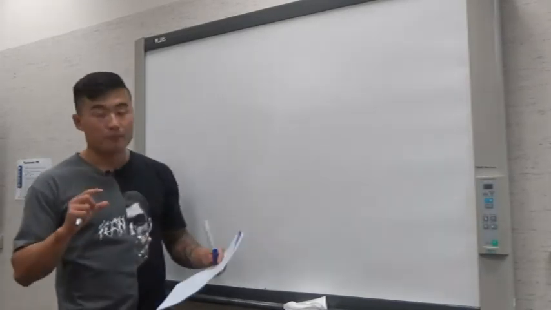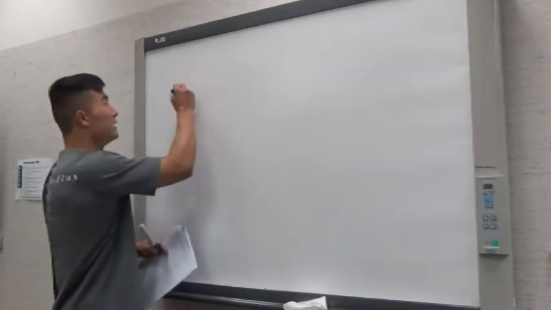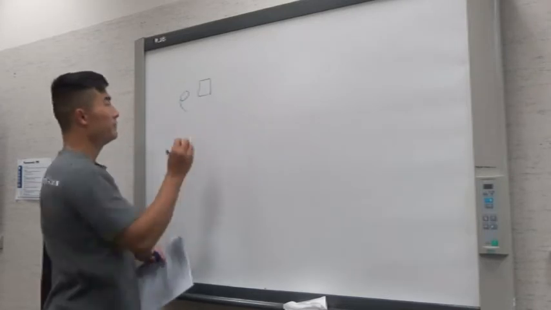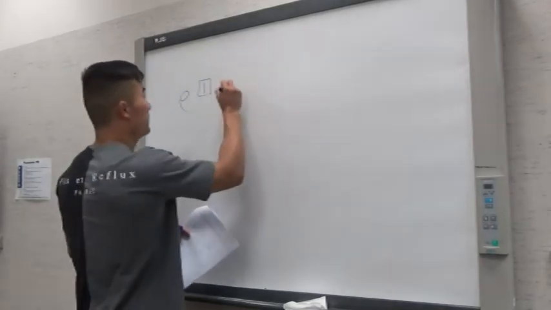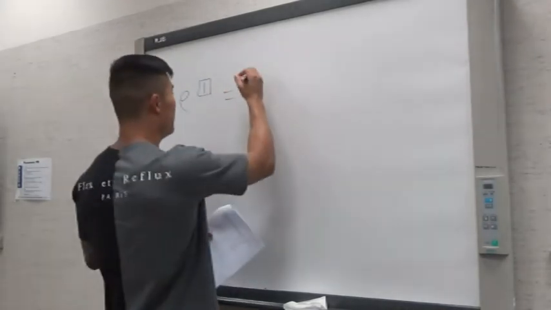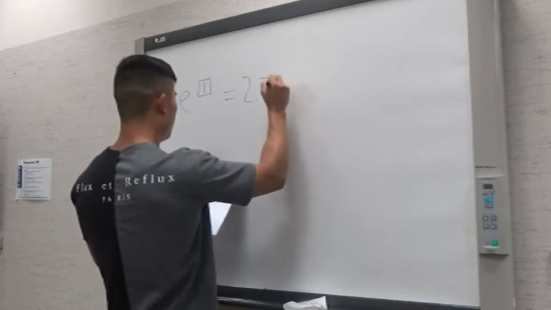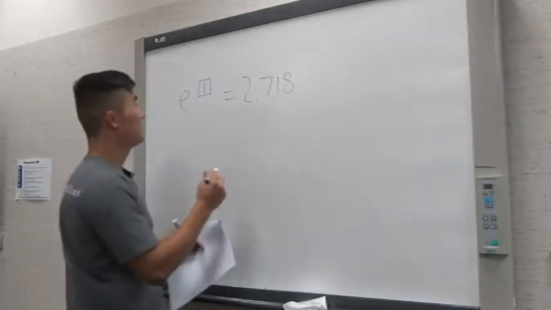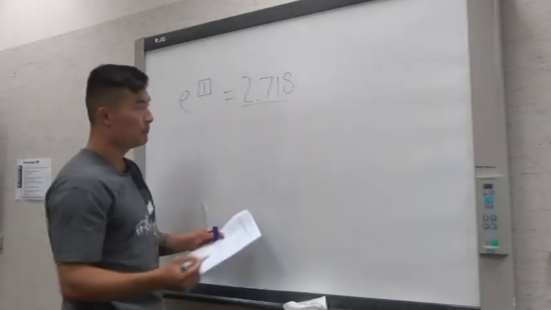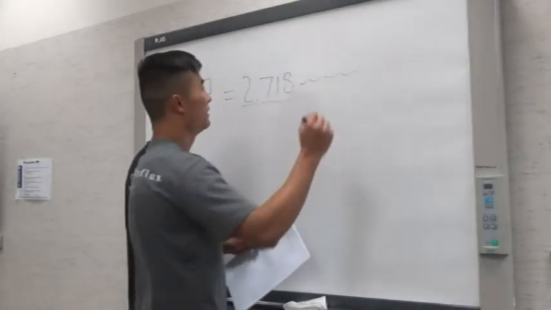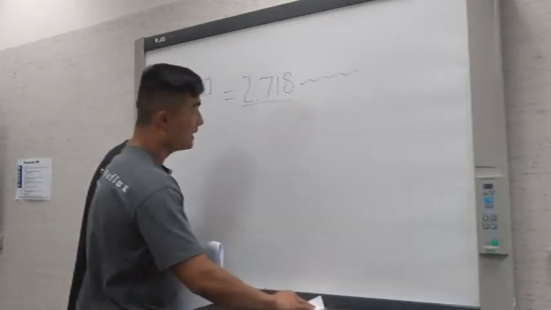So on your calculator, above the ln button, next to the log button, if you do shift and ln, you should be able to bring up e to the power of something. And if we just put 1 in that box, and you press equals or enter, you'll get 2.718. So remember that anything to the power of 1 is just itself. So that's the value of Euler's number, and there'll be a whole lot more numbers after that.